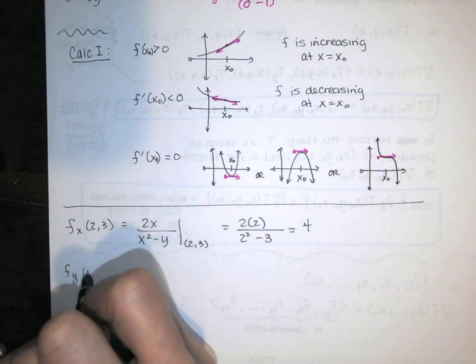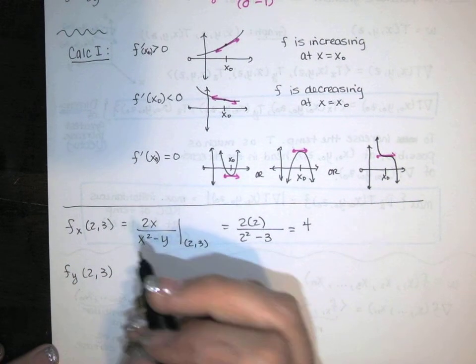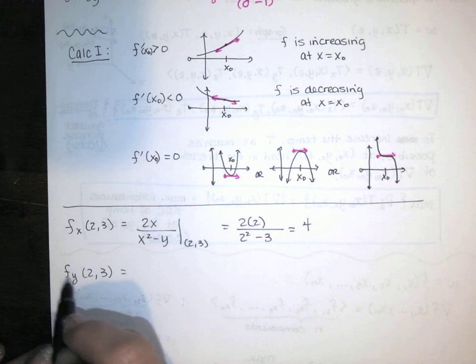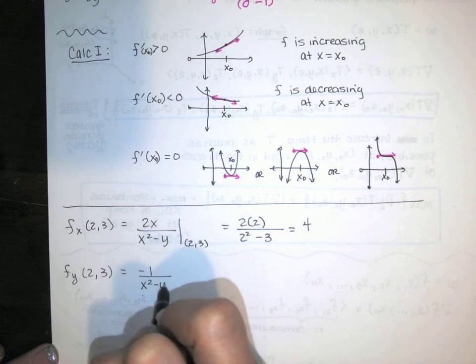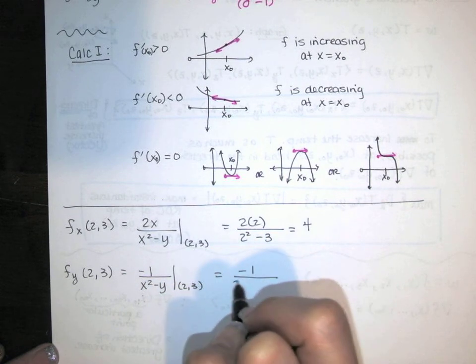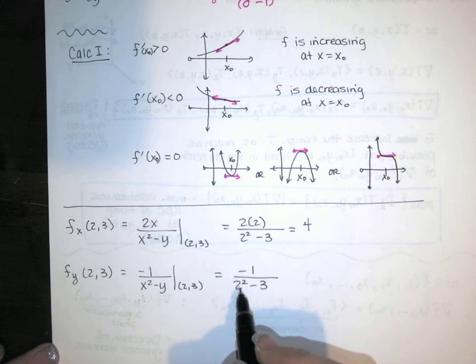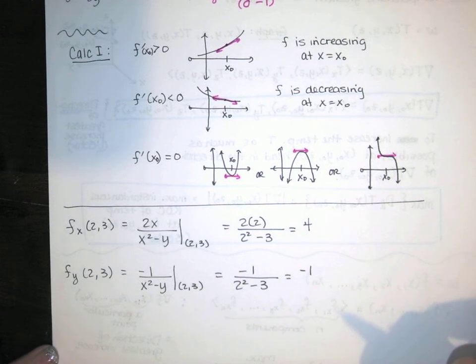Then we did the same thing. We evaluated the derivative at 2, 3. The partial derivative of f with respect to y at 2, 3. And we got this. That's still 4 minus 3 is 1. Negative 1 divided by 1 is negative 1.